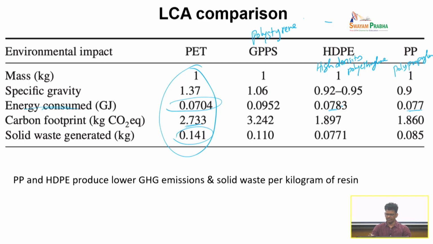So, what we see here, if you look at energy consumed, the energy consumed are not very different from each other, okay. They are all roughly about 0.07. Polystyrene requires a little bit higher energy, okay. From energy point of view they are all very similar. And if you look at carbon footprint, how much equivalent CO2 is emitted, you see that polystyrene ranks the highest in this table. Polypropylene and HDPE are very similar, and PET is something in between.